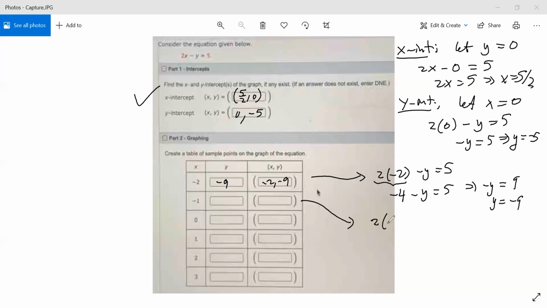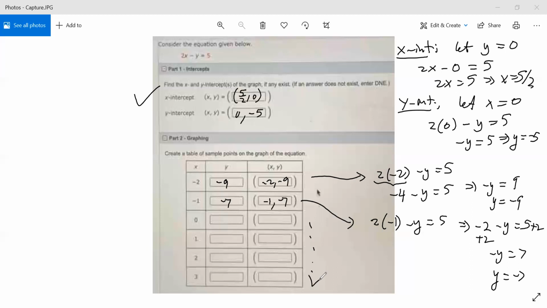So plug it into the x. 2 times negative 1, minus y equals 5. And then this is negative 2. Now add 2 to both sides. Then you have negative y equals 7. Multiply both sides by negative 1. So y equals negative 7. So the point is negative 1, negative 7. And then you keep on doing the same thing for the other points.